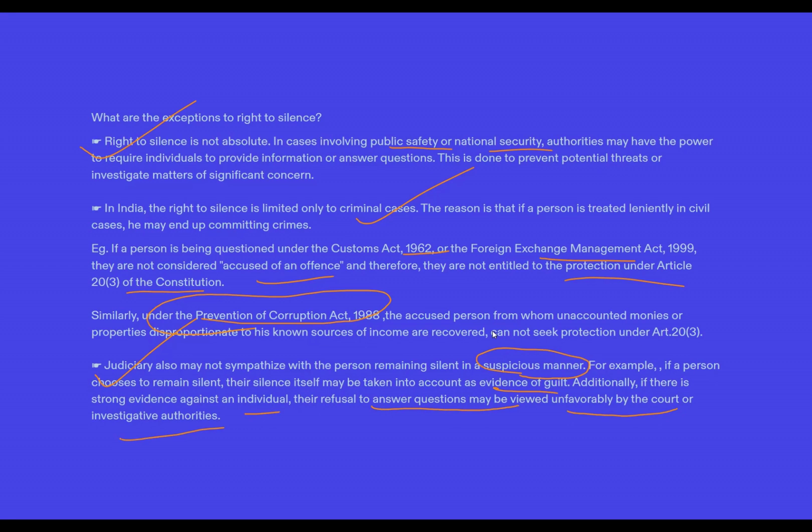So these are some of the exceptions to right to silence, which should be kept a note of, because UPSC is bound to ask questions based on exceptions. So generally, these things have to be taken care of, which is very, very important. So you people should be well aware of what all things we discussed today.